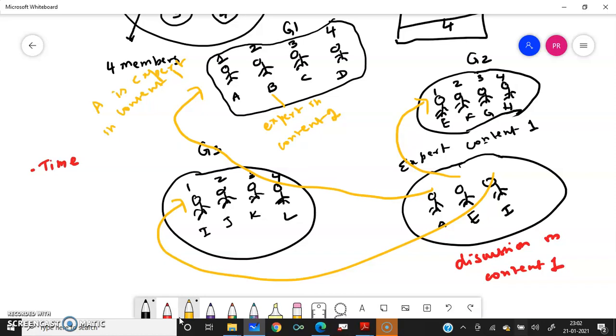In the same way, B, F, J meet and discuss, and they have in-depth knowledge of content 2, and they go back to their group. In G1, B is expert in content 2, C is expert in content 3, and D is expert in content 4. So G1 consists of respective experts in content 1, content 2, content 3, and content 4. That is how the ultimate group G1 is formed. In the same way G2, G3, G4 are formed.